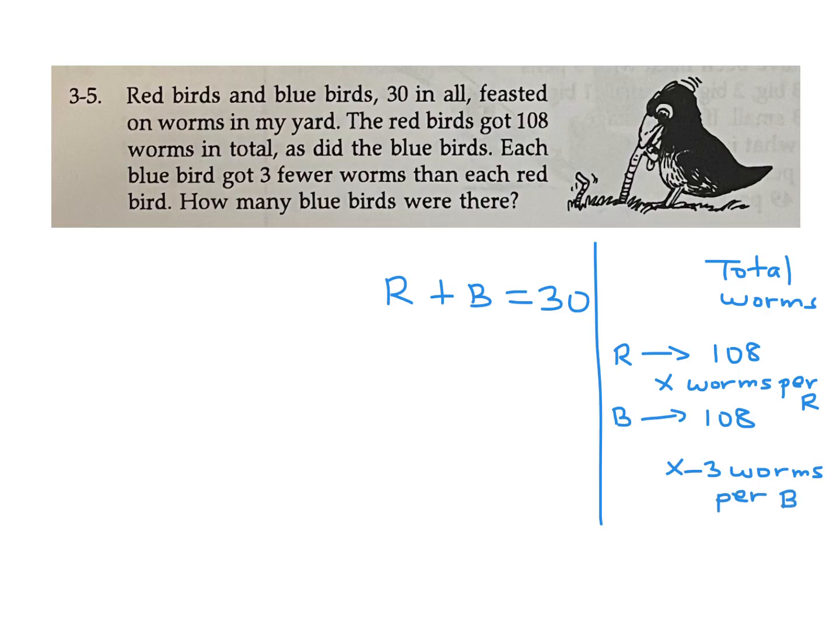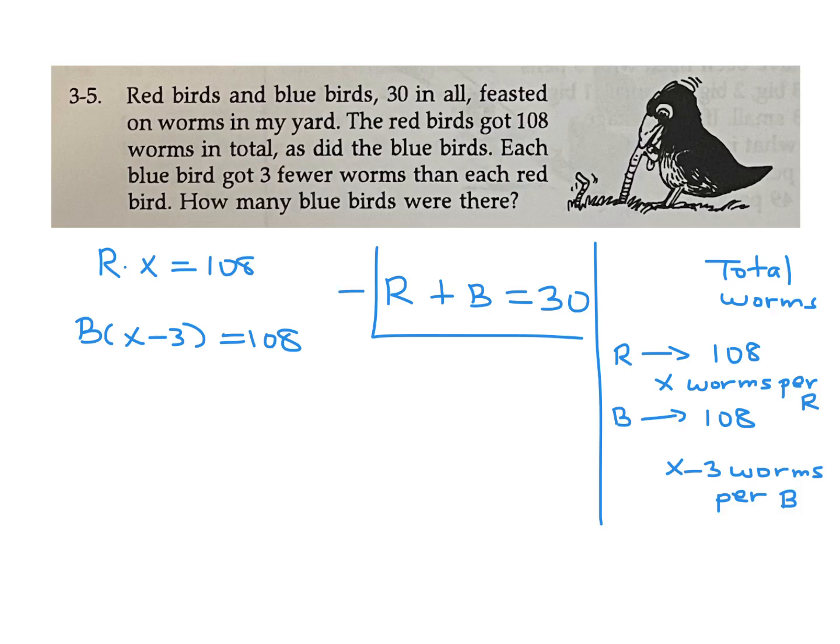All right. So now what? Now we have to come up with some sort of an equation here. Okay, so how do I come up with an equation? Well, I got to set this up first. Based on what I've written, R times X would be 108, right? Because there's R birds and X worms per bird, and the total number of worms is 108. So R times X has to be 108. And then very similarly, B times (X minus 3) would also have to be 108 for the exact same reason. Okay, so that's a pretty decent start.